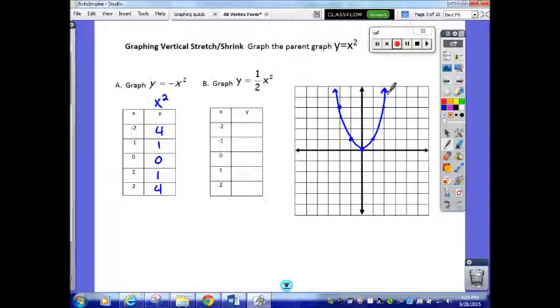Now let's graph A. Y is equal to negative 1 times x squared. So that means A is negative 1. Just your y values are going to be multiplied by negative 1. So 4 is going to become negative 4, negative 1, 0, negative 1, and negative 4. Notice we didn't move our vertex, so we're still counting from (0, 0). But this time I'm going to go left 2, down 4, because I'm multiplying by a negative 1. Left 1, down 1, 0, 0, right 1, down 1, and right 2, down 4. So here's my graph A. A negative A flips your graph.